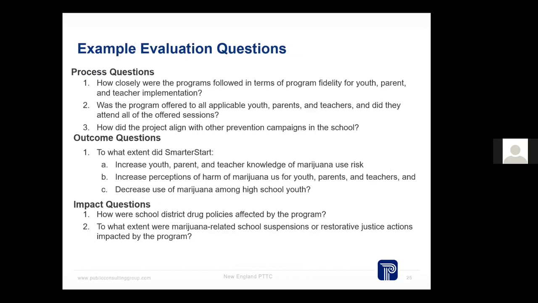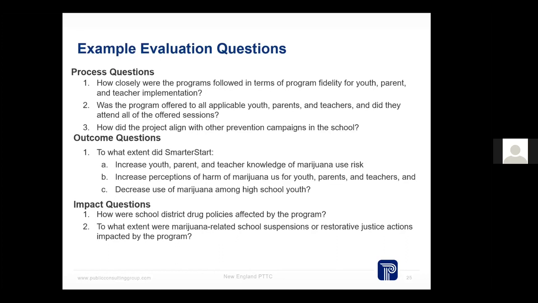And these are just some examples of evaluation questions. So for process questions, how closely were the programs followed in terms of program fidelity for youth, parent, and teacher implementation? Was the program offered to all applicable youth, parents, and teachers? And did they attend all of the offered sessions? And how did the project align with other prevention campaigns in the school? So this is very specific to that fictitious Smarter Start program that Kim designed. The key with the process evaluation is you're really looking at fidelity and implementation capacity, trying to identify any barriers or facilitators to implementation.